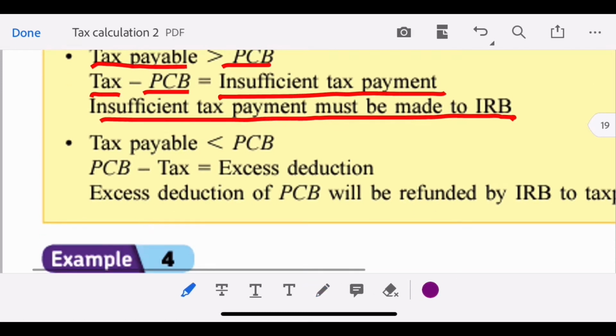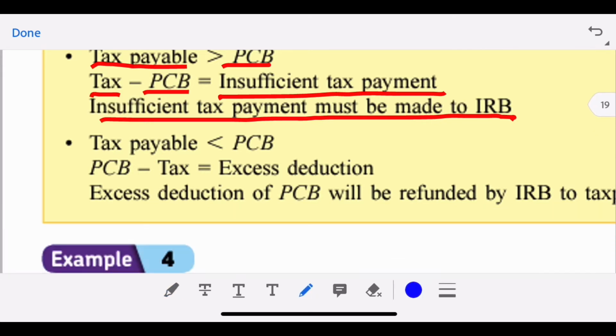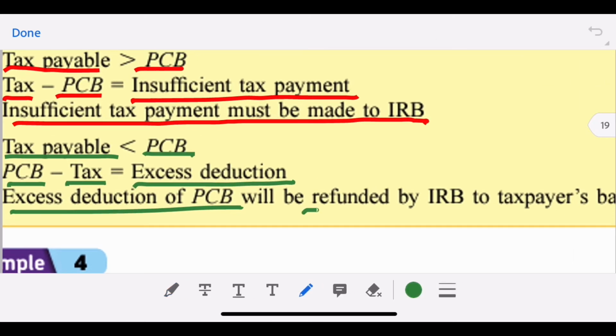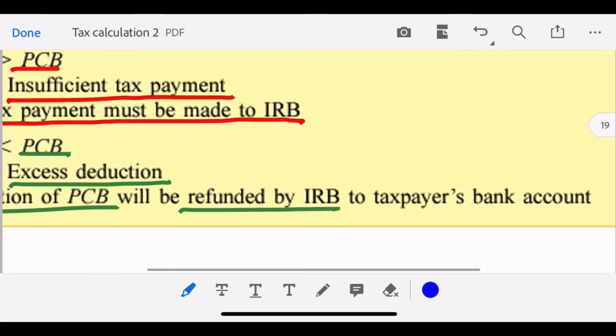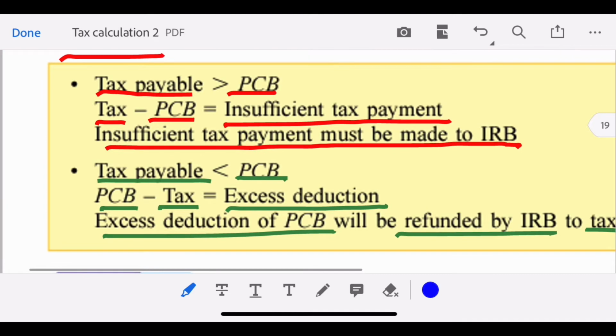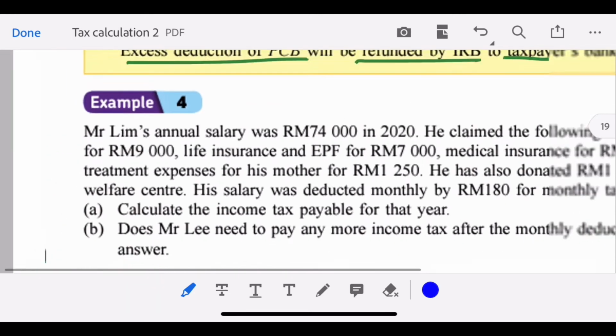Okay, so another one is tax payable less than PCB. PCB minus tax will give the excess of deduction. Excess of deduction of PCB will be refunded by IRB to the taxpayer's bank account. So this is because the tax payable is less than PCB. So let's see this example.